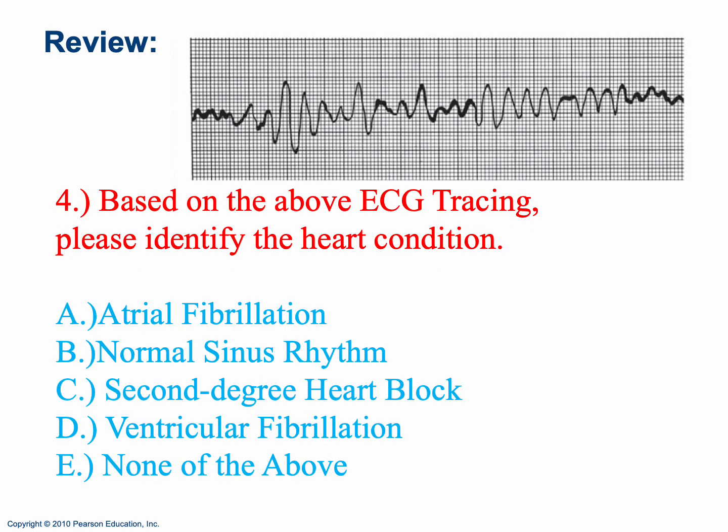Okay, our next review slide, number 4. Based on the above ECG tracing, please identify the heart condition. So, what heart condition are we looking at here? And the correct answer, based off of these choices, I would probably go with choice letter D, which is the ventricular fibrillation. Again, catastrophic event, someone's experiencing an acute heart attack.